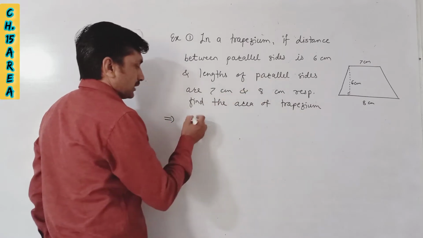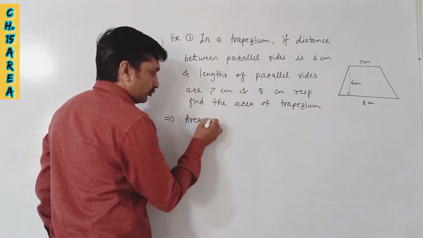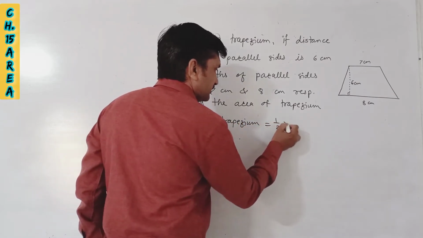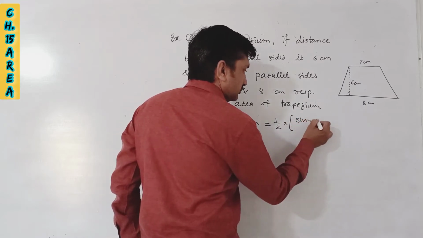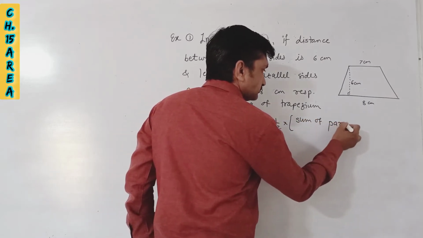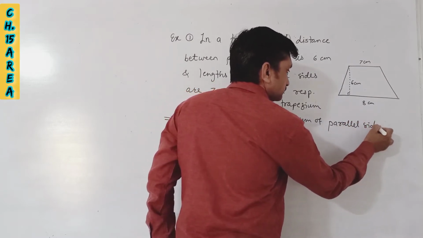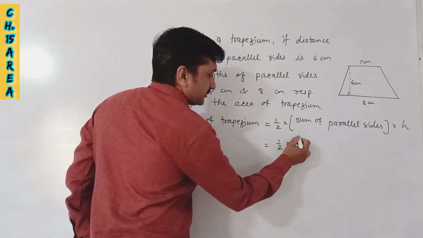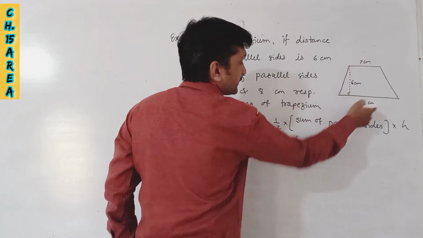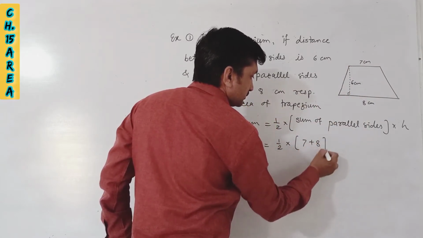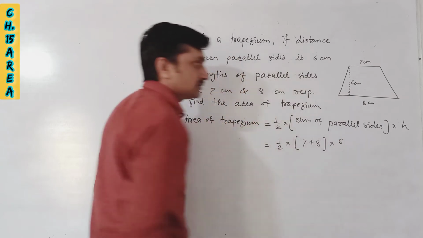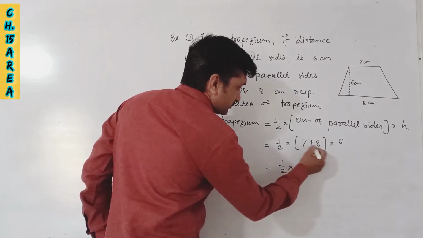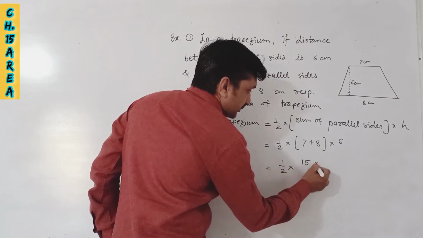Now first write down the formula. Area of trapezium is equal to half multiplied by sum of parallel sides multiplied by height, is equal to half multiplied by, now the parallel sides are 7 and 8, therefore their sum 7 plus 8, multiplied by height. Height is 6. That height means the distance between two parallel sides. Is equal to half multiplied by, first do addition, 7 plus 8, 15 multiplied by 6.